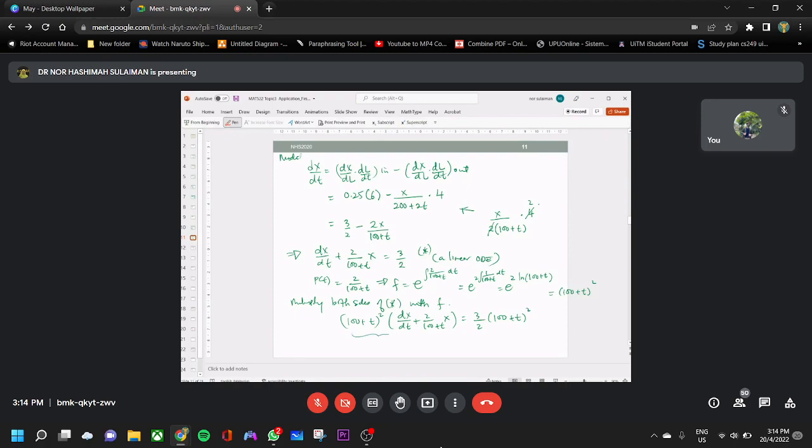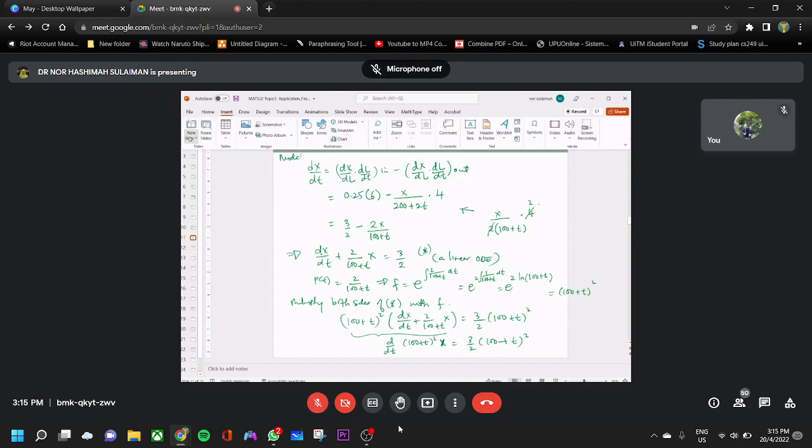Okay, now this expression on the left hand side can be simplified into d/dt of the integrating factor, which happens to be 100 plus T squared, and then the dependent variable is x(t), right? This is x, capital X, equals 3 over 2 times 100 plus T to the power of 2. Okay, are you all with me? Yes. Right, dah dapat salin.